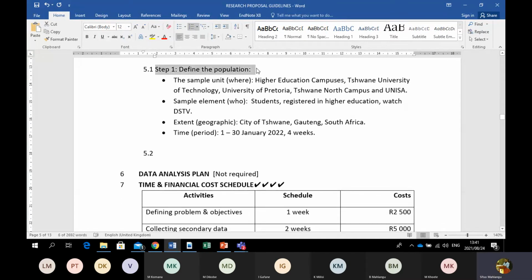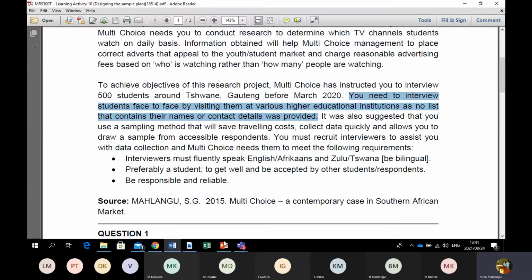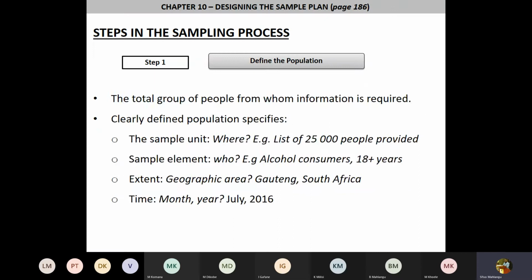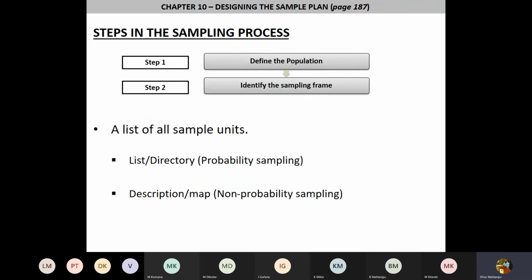So if we move on to step 2, you will see in the slide, step 2 is about identifying the sample frame. And if you read on page 218, that's where you've got the discussion of identifying a sampling frame. They define for you what a sampling frame is there.